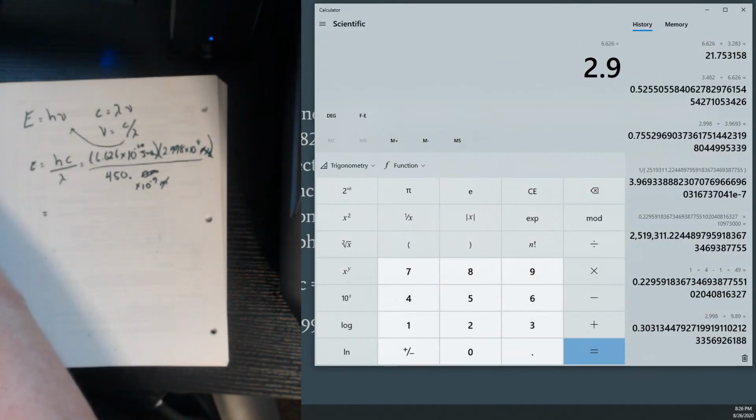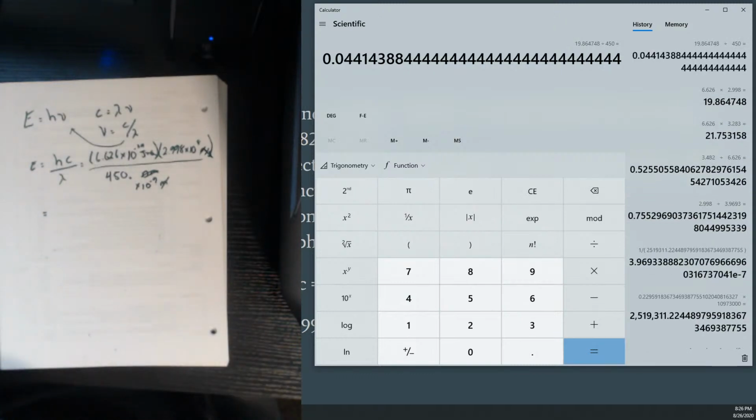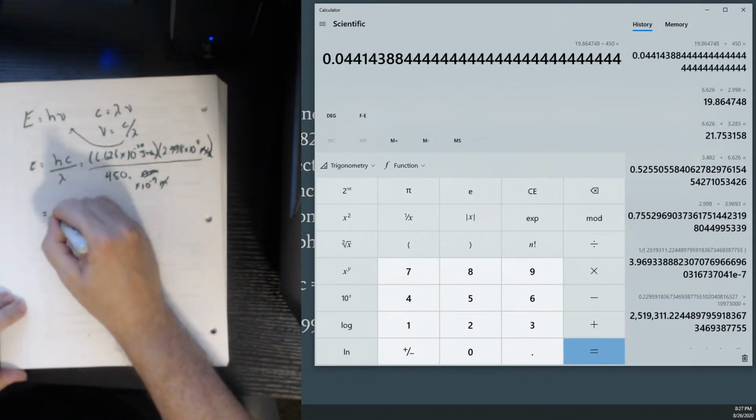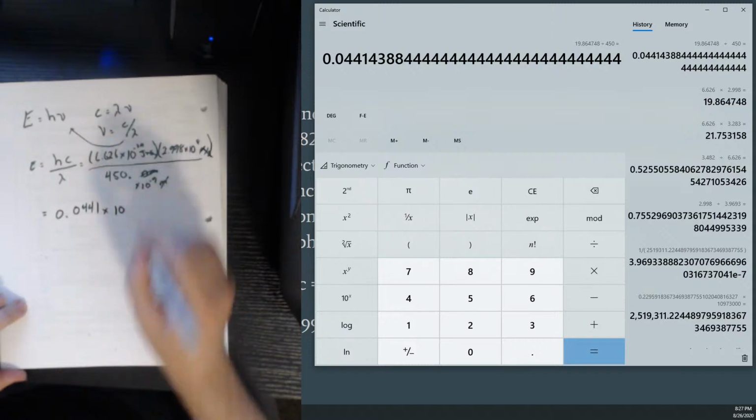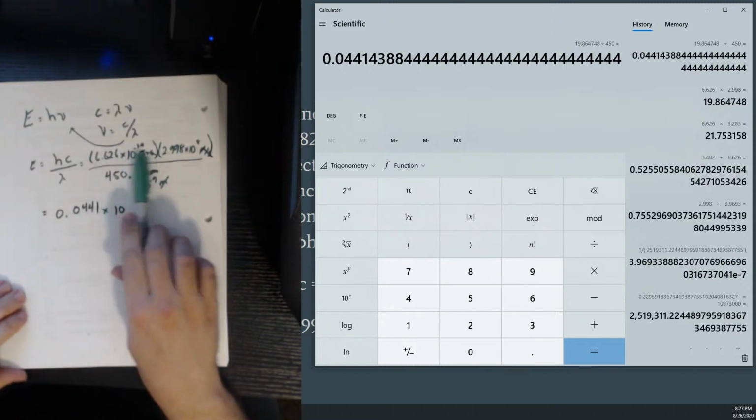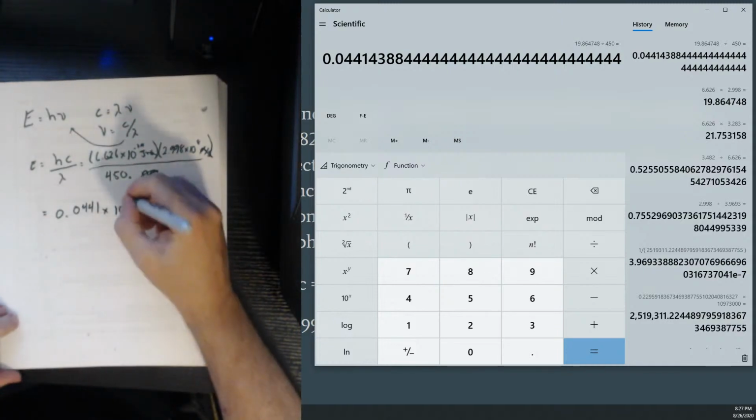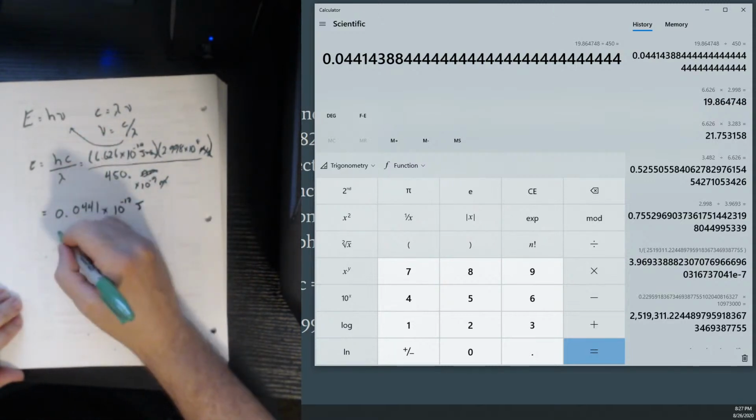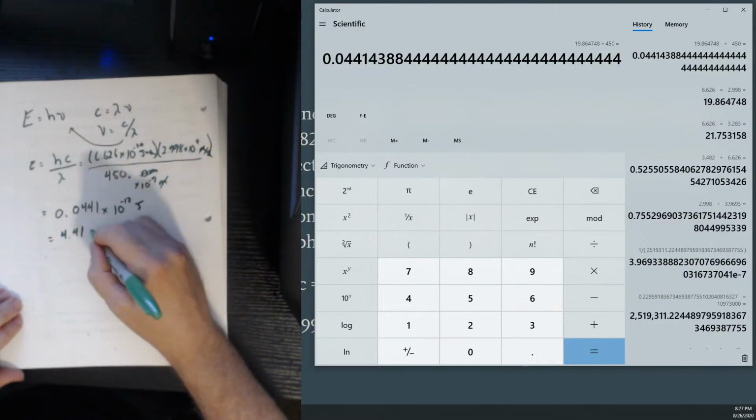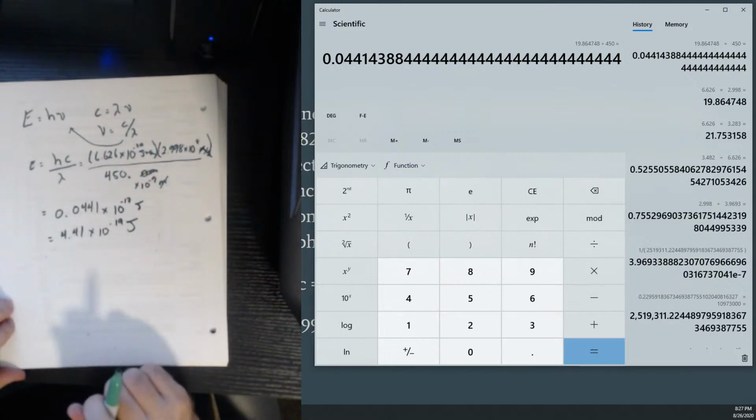6.626 times 2.998 divided by 450. All right. So 0.0441 times 10 to the negative 26, negative 17 joules. Move it over twice, equals 4.41 times 10 to the negative 19th joules.